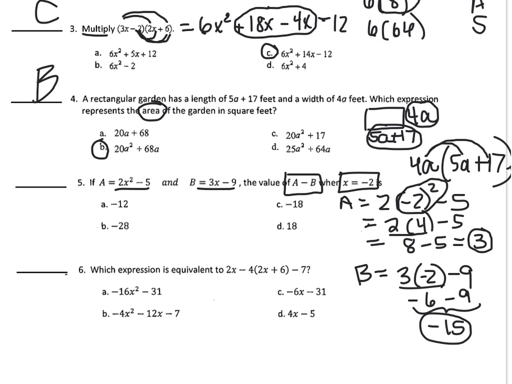So now we just have to finish up the problem by finding A minus B. A minus B would be the value of A minus the value of B, -15. 3 minus -15 is the same as 3 plus 15. The answer is 18, choice D.